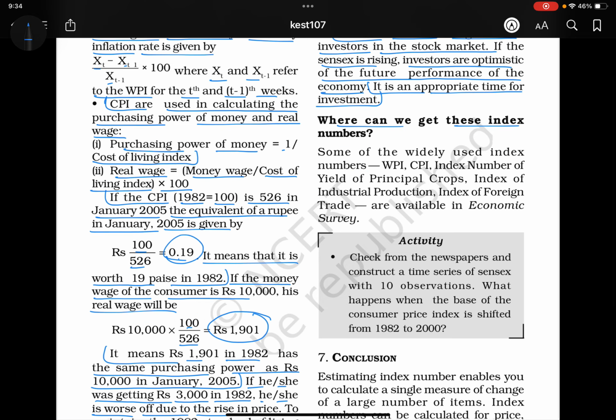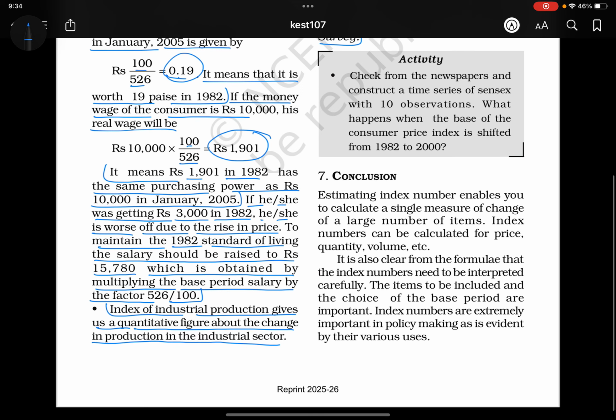Where can we get these index numbers? Some of the widely used index numbers, WPI, CPI, index number of yield of principal crops, index of industrial production, and index of foreign trade, are available in the Economic Survey.